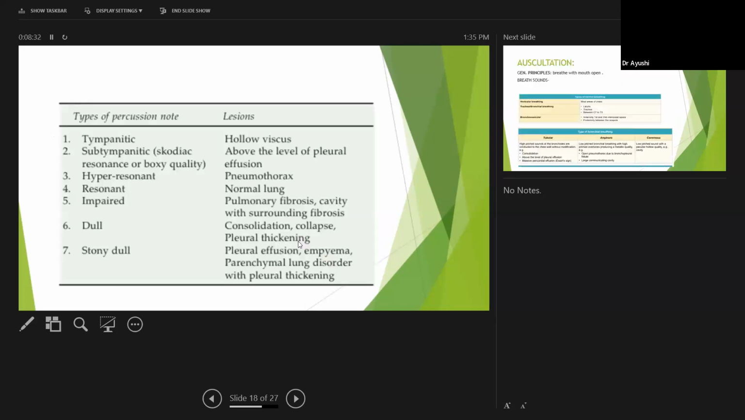And then we can hear a few types of percussion notes. Tympanic note is heard over hollow viscera. Subtympanic is heard above the level of pleural effusion. Hyperresonant is noted in pneumothorax. Resonant is noted in normal lungs. Impaired is noted in pulmonary fibrosis. Dull and stony dull: dull is noted in consolidation, while stony dullness is noted in pleural effusion.